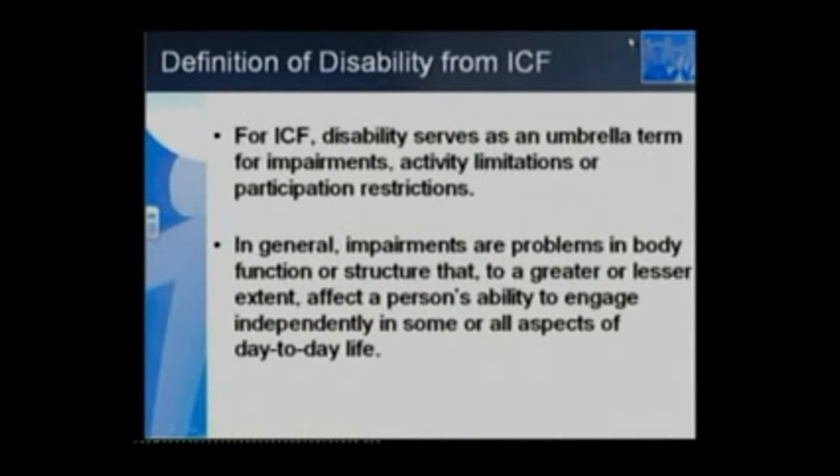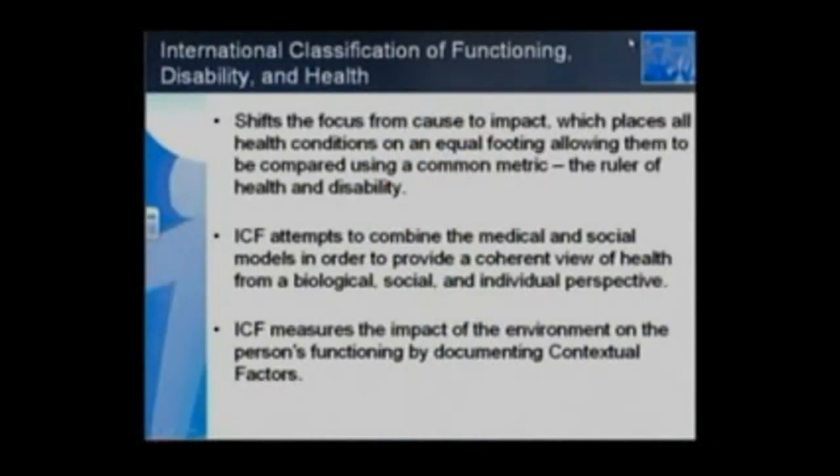Within that definition of disability from the ICF, it serves as an umbrella for impairments, activity limitations, or participation restrictions. Impairments are problems in body function or structure that to some extent affect a person's ability to engage independently in some aspect of day-to-day life. This shifts the focus from cause to impact, so it's really goal-oriented, places the health conditions on equal footing, allowing them to be compared using a common metric.